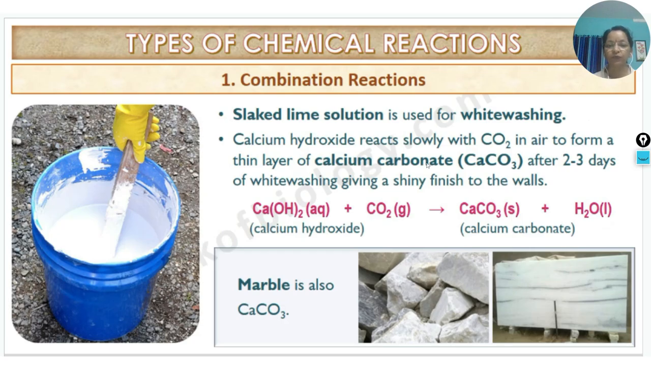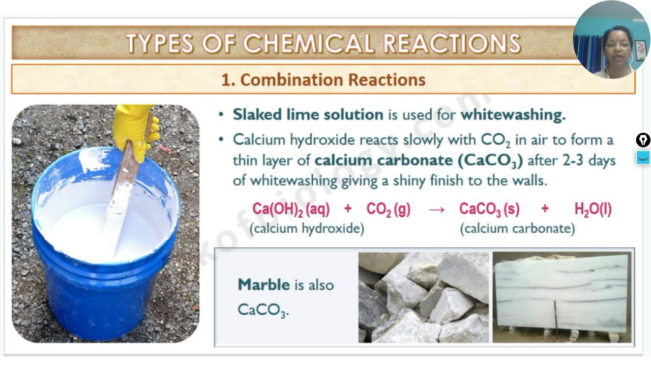It's showing the uses of slaked lime solution, which is used for whitewashing. See, the picture shows it is used for whitewashing. And why is it used for whitewashing? What is special about calcium hydroxide? When you make a solution of calcium hydroxide, it becomes calcium hydroxide aqueous.